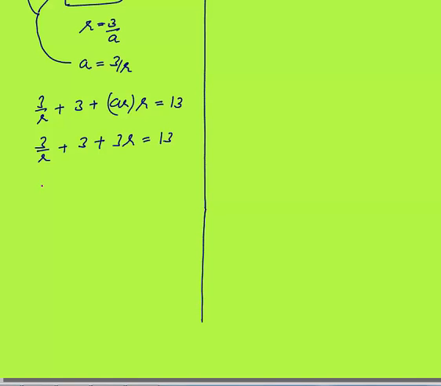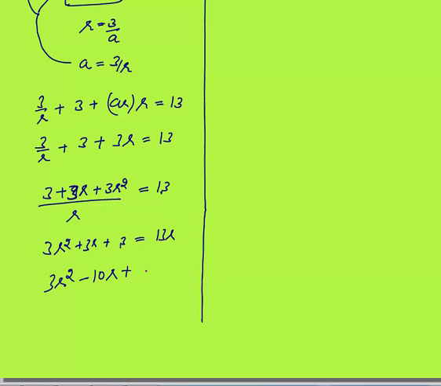So taking R as LCM, this is 3 plus 3R plus 3R square, equal to 13. Cross multiply, we get 3R square plus 3R plus 3 is equal to 13R. So you will get 3R square minus 10R plus 3 equals 0.